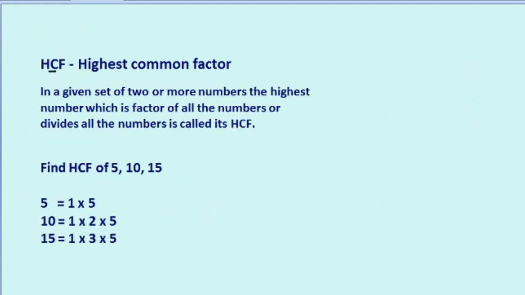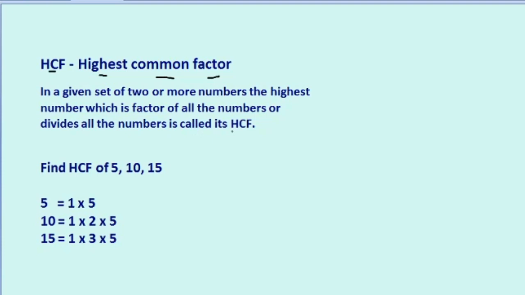Next, HCF. HCF means highest common factor, or it is also known as HCD, highest common divisor. Here, in a given set of two or more numbers, the highest number which is a factor of all the numbers, or divides all the numbers, is called HCF.